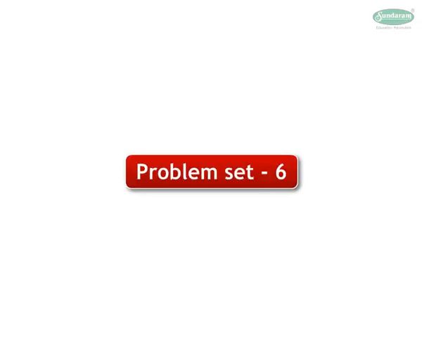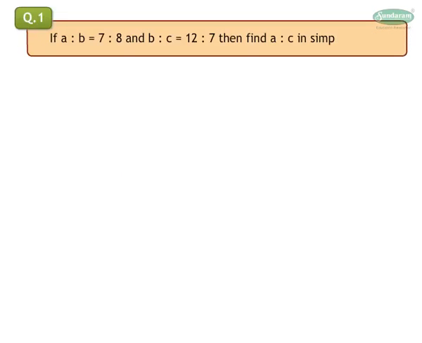We shall now solve some more problems to consolidate our concepts on ratio, proportion, and variation from problem set 6. Question 1. If A is to B is equal to 7 is to 8 and B is to C is equal to 12 is to 7, then find A is to C in the simplest form.